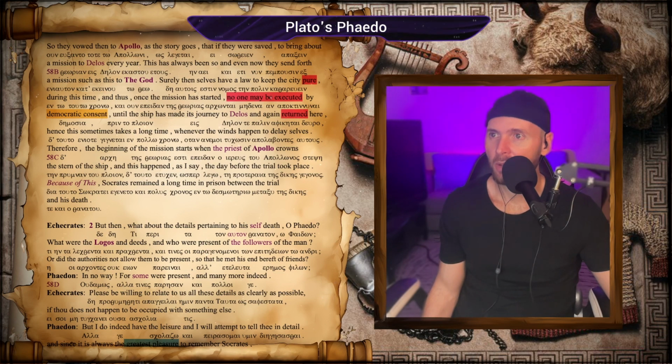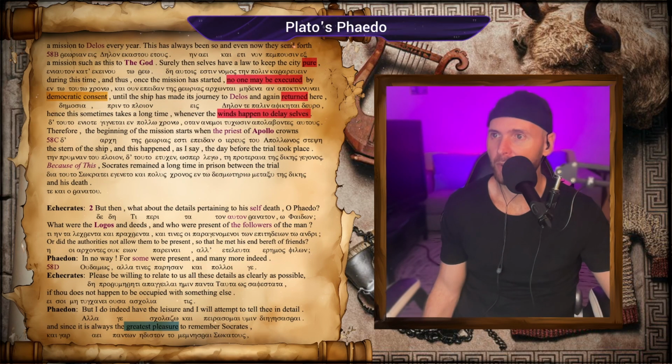This sometimes takes a long time, whether the winds may happen to delay selves. Okay, another one there: winds delaying selves. Therefore, the beginning of the mission starts when the priest of Apollo crowns the stern of the ship. We've already got a question about Apollo. And this happens, as I say, the day before the trial took place. Because of this, Socrates remained a long time in prison between the trial and his death. Okay, this idea of time again.